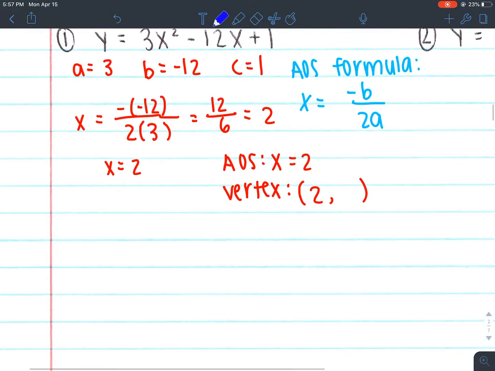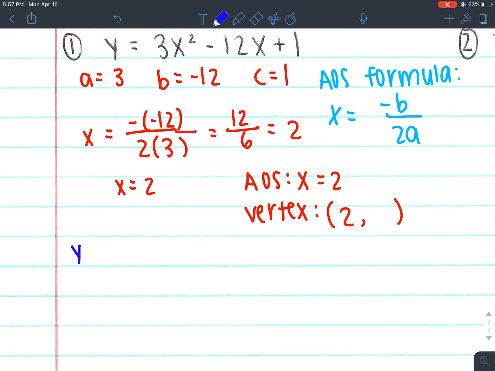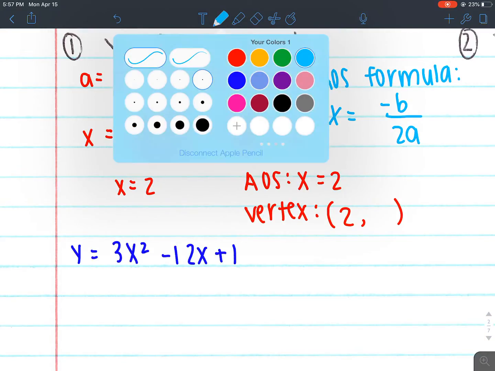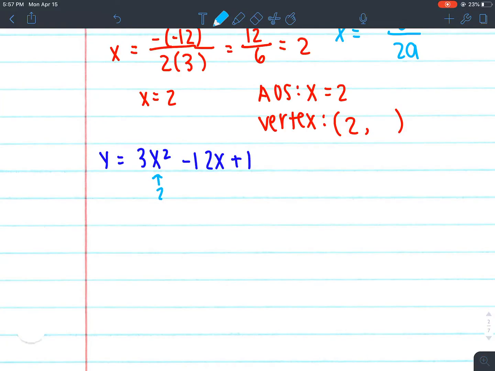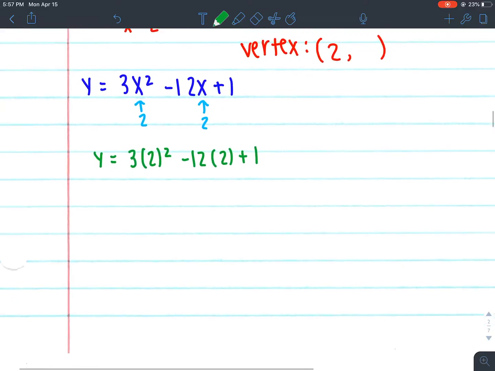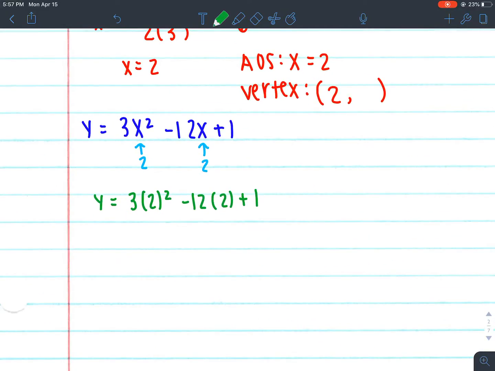Okay? Now, I'm going to go ahead and remember, we rewrite the equation. If you don't really want to, you don't have to, but I always like to rewrite it so I can see it. And in order to find y, I must plug in my x, since I know x equals 2. So I'm going to plug in a 2 here. I'm going to plug in a 2 here, since I know it's 2. So I have y equals 3 times 2 squared minus 12 times 2 plus 1. Anytime you plug in, you must use parentheses, okay?